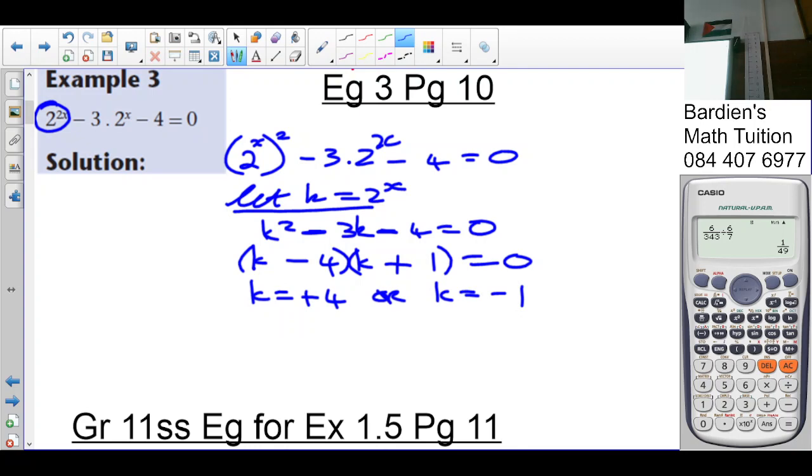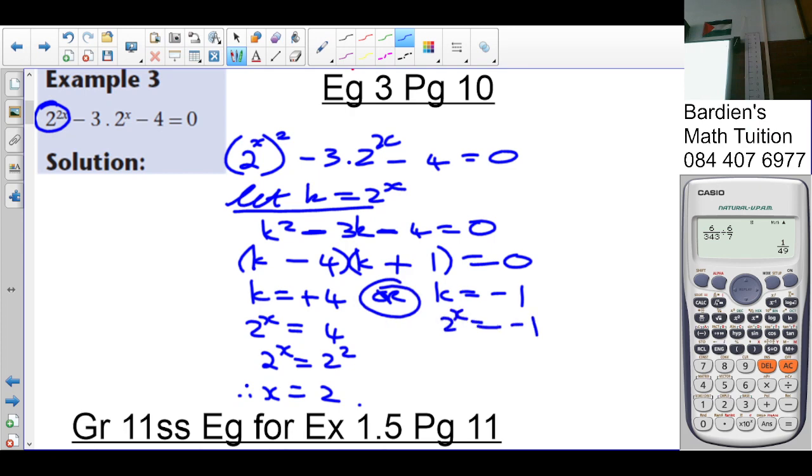But what is k? 2 to the x. So 2 to the x is equal to 4. And 4 can be written as 2 squared. So therefore x is equal to 2. The other one, k is equal to negative 1. So 2 to the x is equal to negative 1. Can that happen? Can that be the case? No, the bases will never be the same. Therefore, no solution.